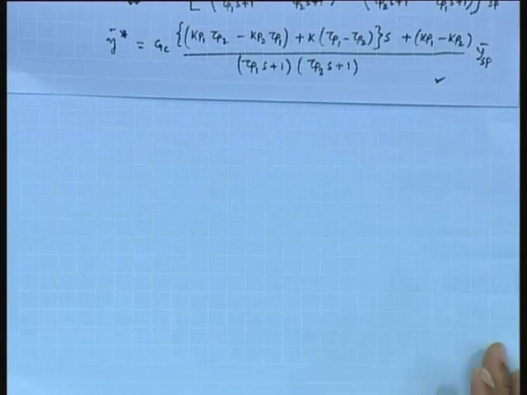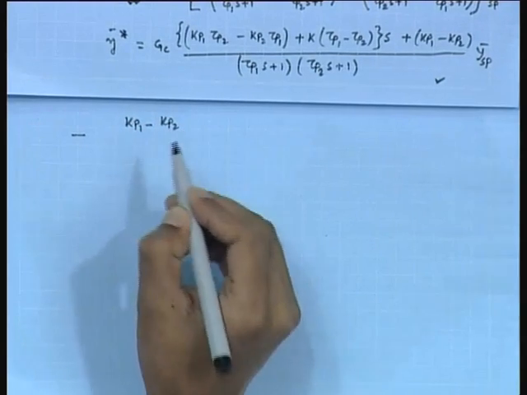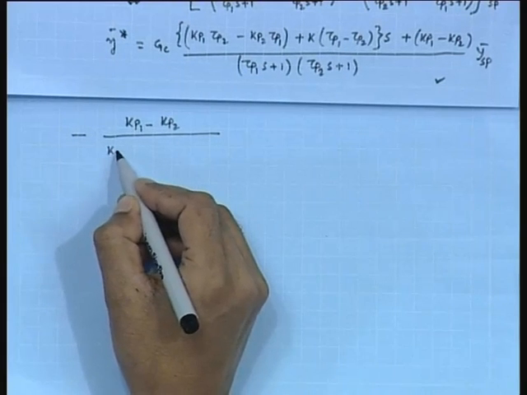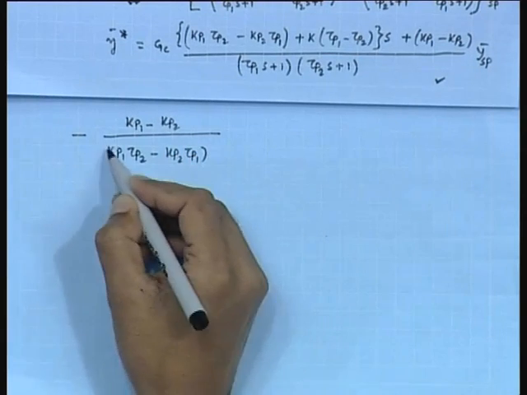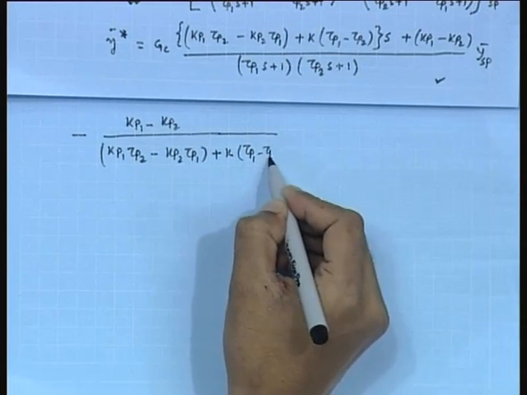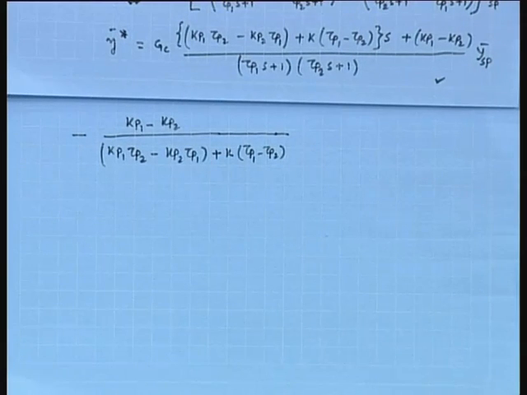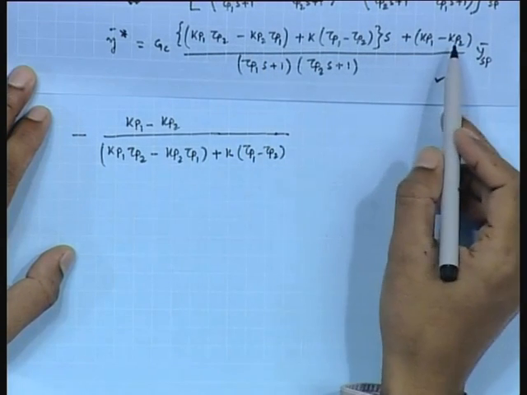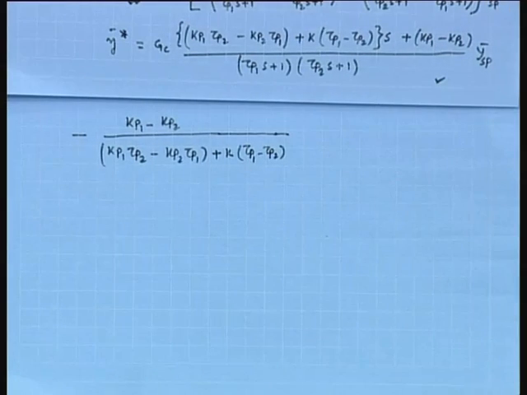The expression for the zero will be minus Kp1 minus Kp2 divided by Kp1 tau p2 minus Kp2 tau p1 plus K tau p1 minus tau p2. Basically the zero we obtain by considering this numerator equal to 0. Fine. So, this is the expression for the zero.